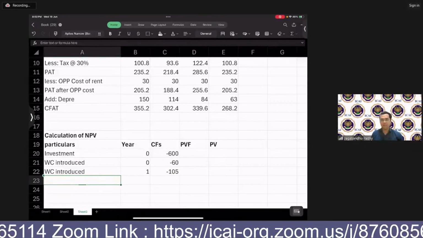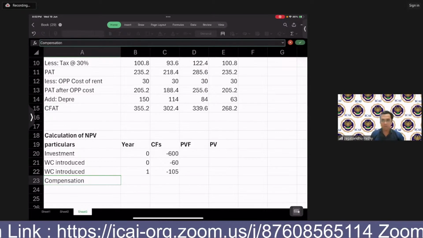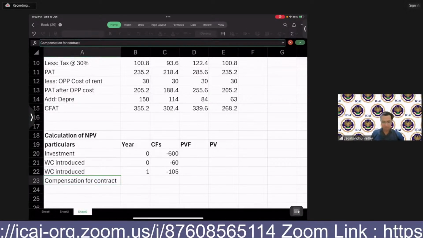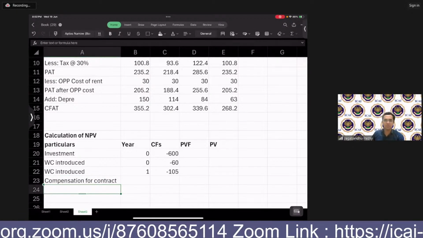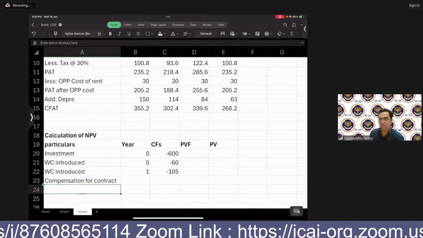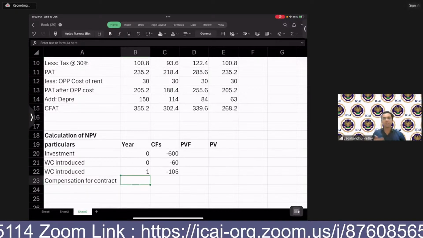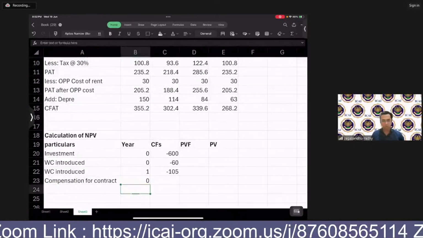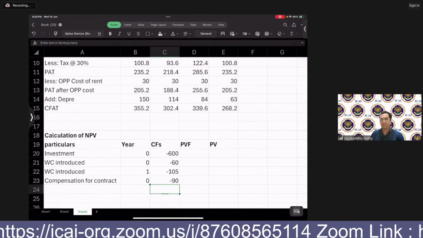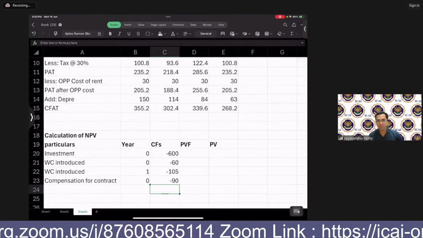One more thing that's happening in year 0 is the compensation. Compensation for contract, because we already had a contract with one of the vendors who was going to collect our waste and then disposing it off. So that's not going to happen right now because we are going to acquire a machinery for processing the same. So in year 0, there will be a cash outflow of 90, which is the payment to the contractor as a compensation.